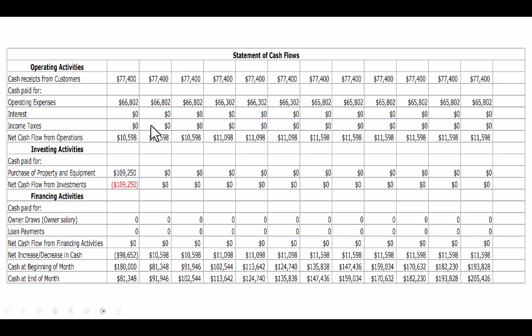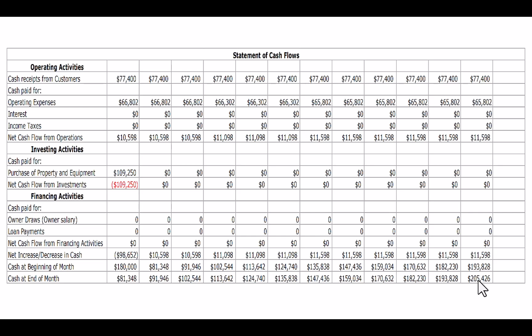Again, summarizing my operating activities. Again, I don't have any investing or financing activities for the rest of the year. I did that all in the first month. So I only have operations. And operations is adding just over $10,500 each month. So my cash balance is slowly increasing every month by about $11,000. At the end of month 12, I'll have $205,426 in cash.